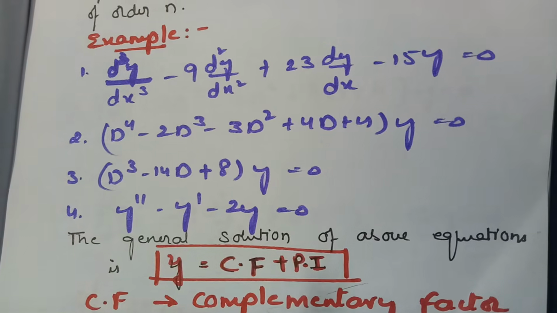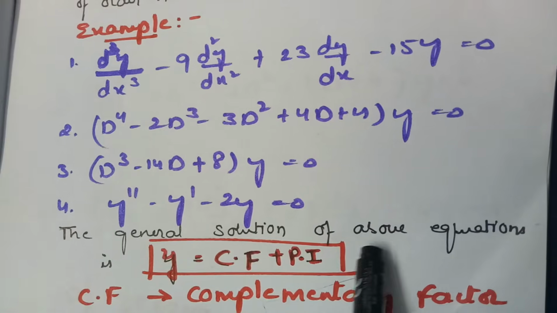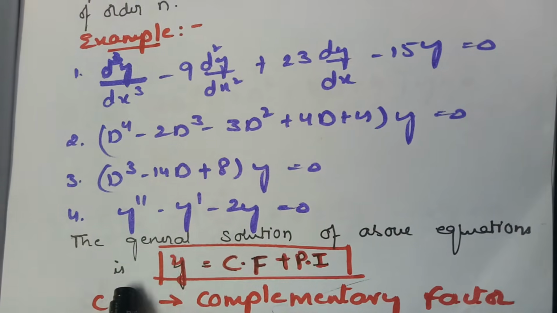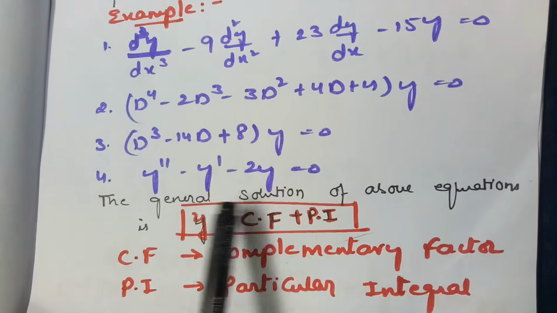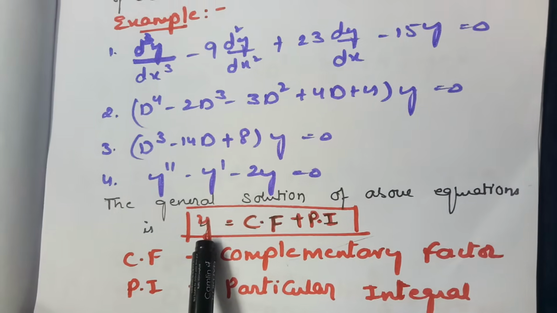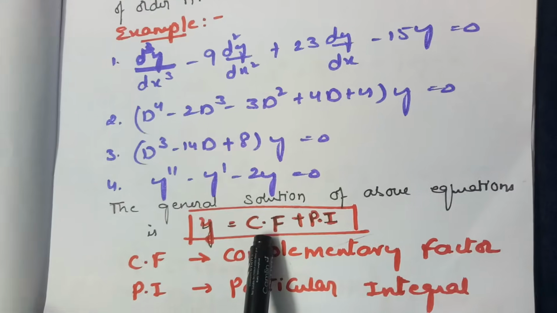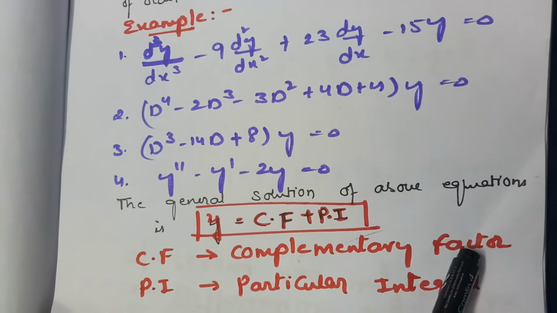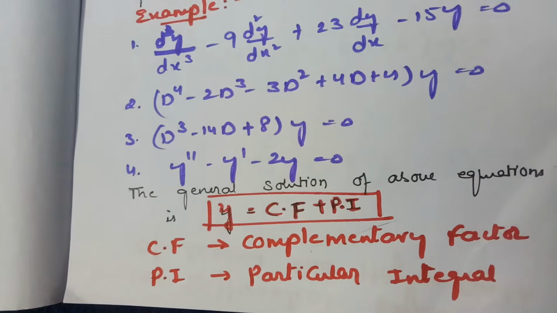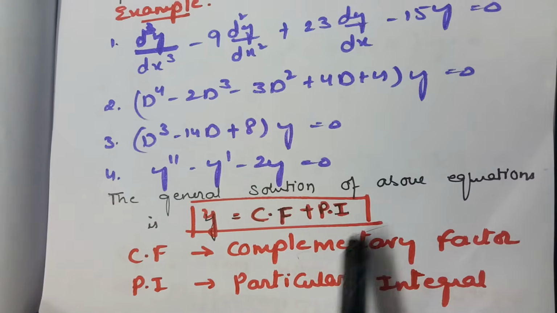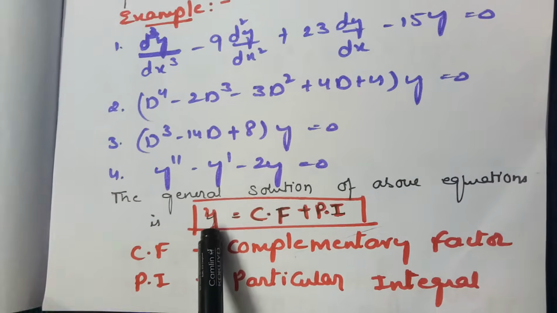So we have so many questions here, so many equations. Our purpose is to solve these equations. How to solve the equation? So in this case, the general solution of the above equation is of the form y is equal to CF plus PI. So this is the most important thing. So the general solution we'll get by adding up CF and PI. What is CF? CF is nothing but complementary function. We have to find out the complementary function. I'll tell you how in my next videos. And PI is the particular integral.